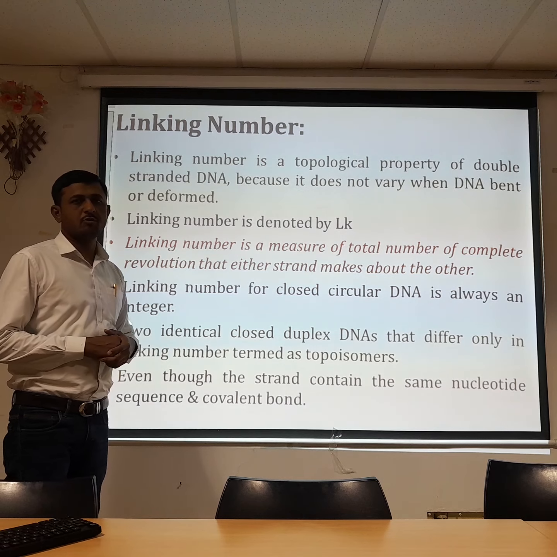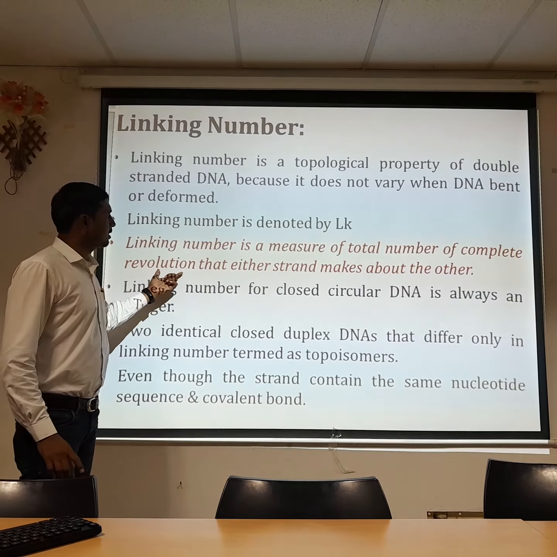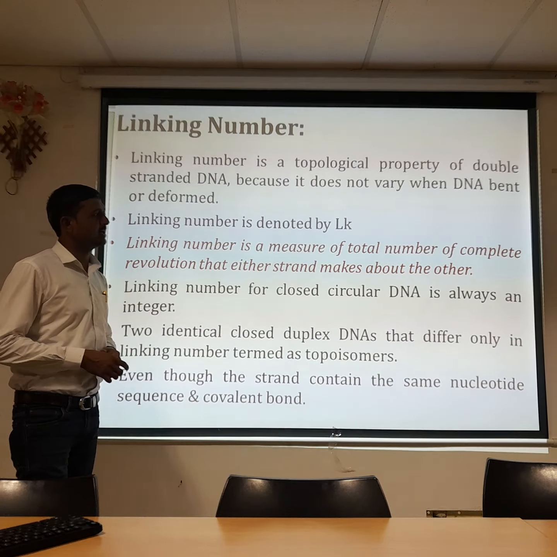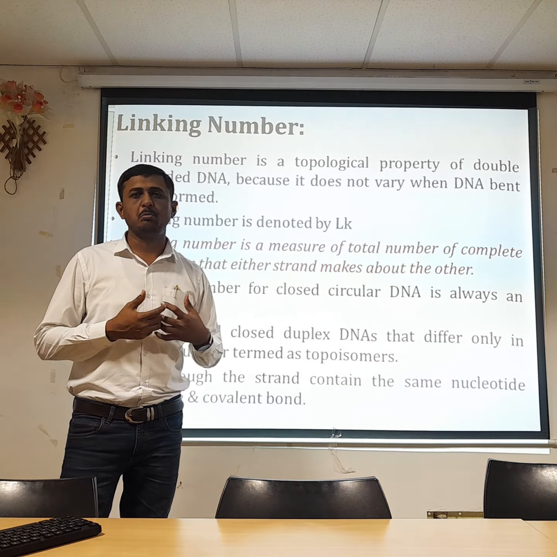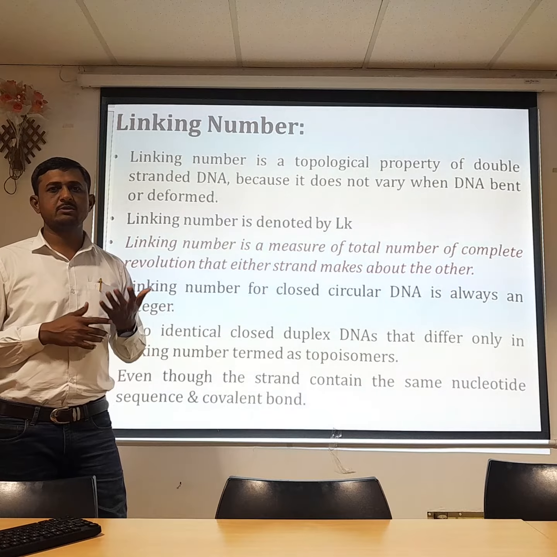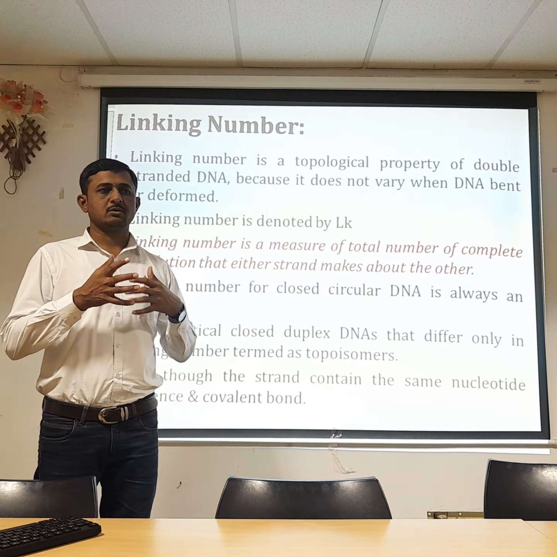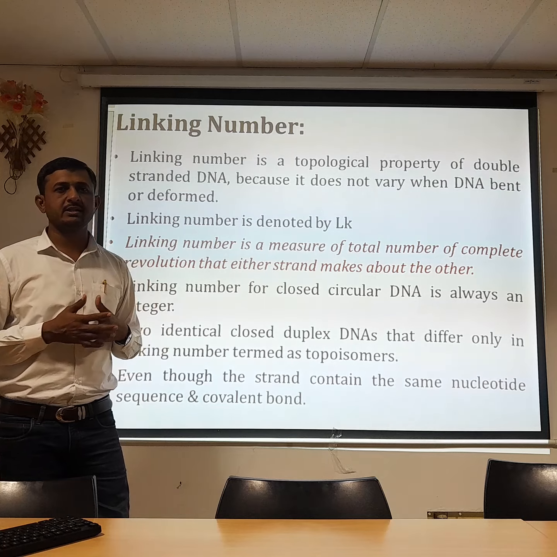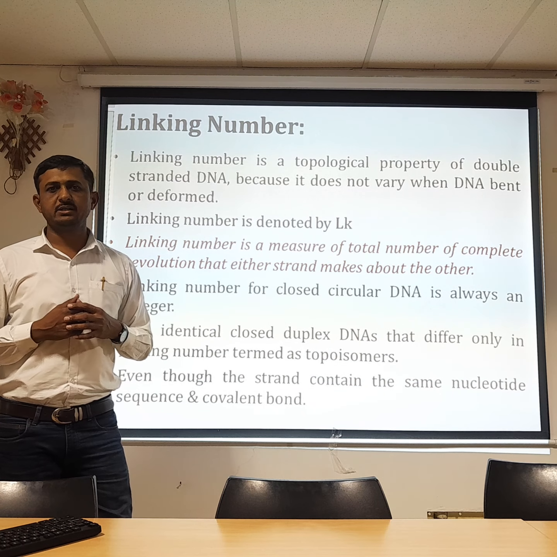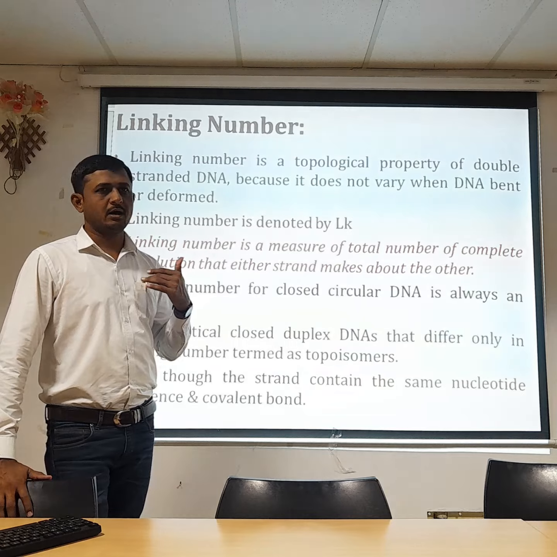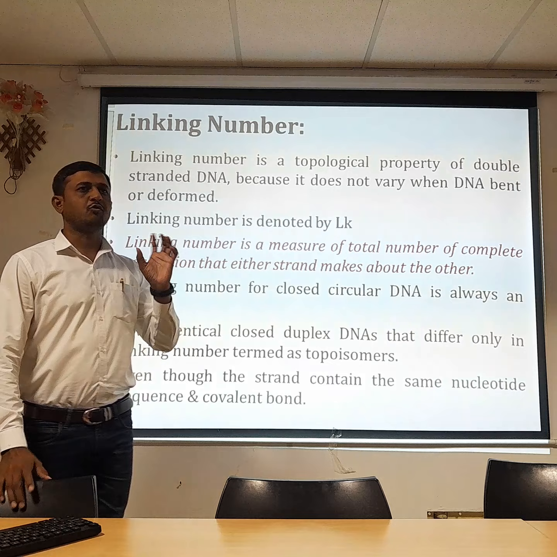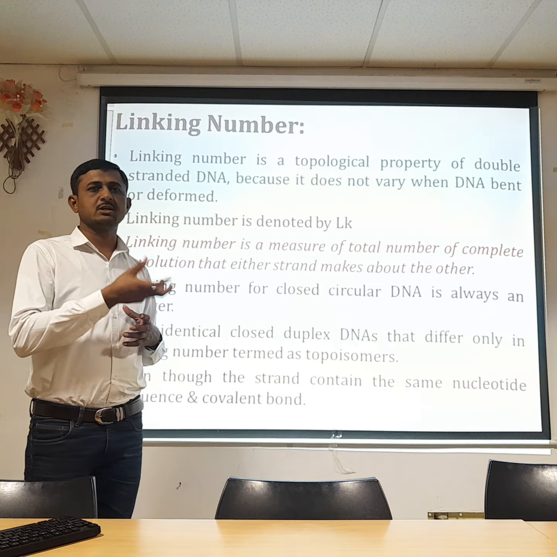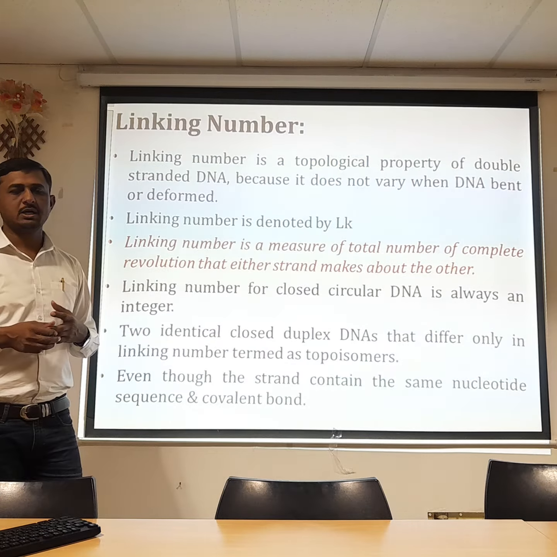Linking number is a measure of the total number of complete revolutions that either strand makes about the other. While talking about DNA, we have normally discussed double stranded DNA, and due to bonding between nitrogenous bases and sugar molecules, structural torsion appears in that DNA and twisting is formed. Apart from that, we have also discussed B forms, Z forms, and A forms of DNA. These forms are formed on the basis of this structural modification of the DNA strand.